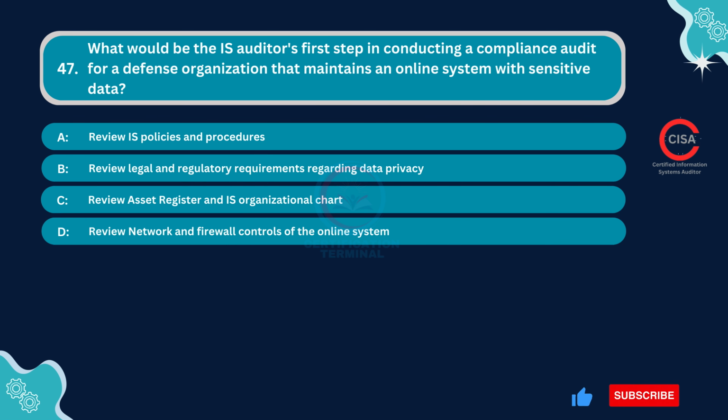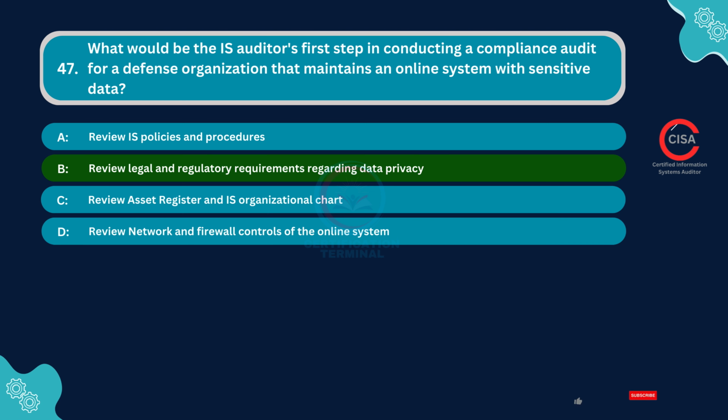The correct answer is Option B, review legal and regulatory requirements regarding data privacy. By prioritizing a review of legal and regulatory requirements, the IS auditor establishes a clear direction for the compliance audit. This ensures the audit focuses on the most critical aspects of data privacy protection within the defense organization.